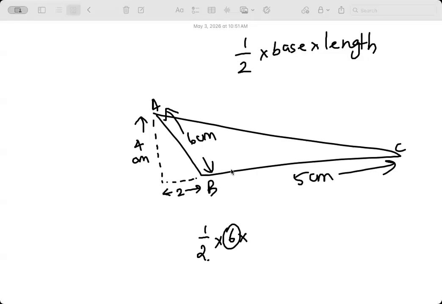This is a challenging question. So the base is only this. Even if I extend it, that doesn't become the base. So half times 5 times height. This is all the slant height. You should never even think about it.